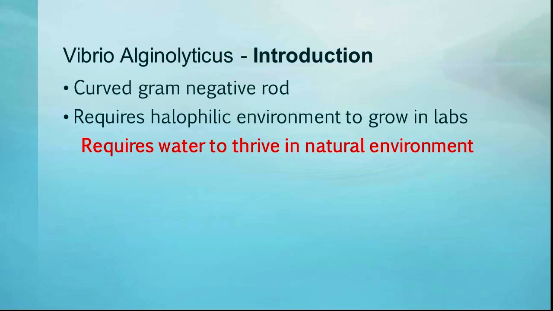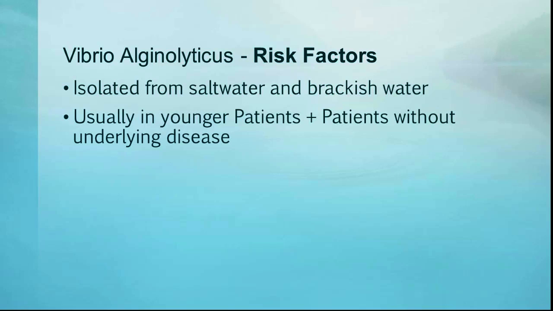Alginolyticus is another Vibrio family, and it's halophilic, which means it needs salt water to grow. It's a gram-negative curved rod like the Vibrio family, and as I said, it requires salt water to grow, even in labs. So the risk factors are basically saltwater exposures and brackish waters, and it's usually in younger patients and patients without any underlying disease. So compared to Vulnificus, it's a little different.